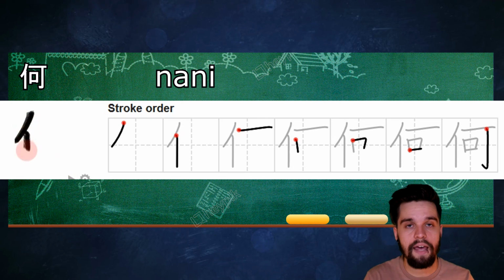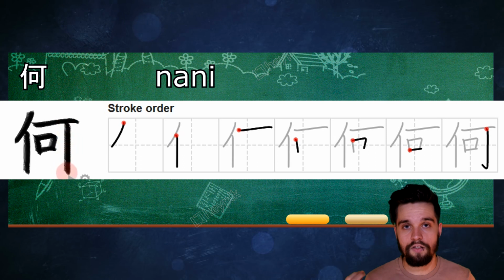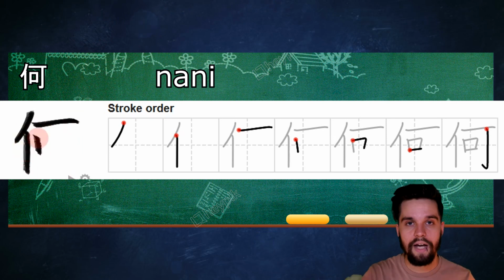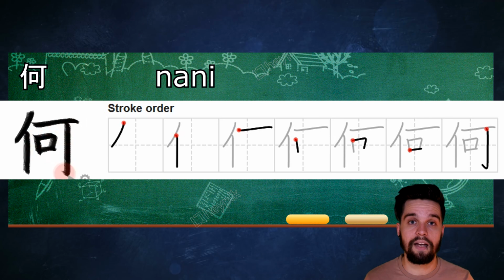Kanji, when handwritten, have a stroke order. Now it can be very important for some kanji to use the right stroke order because many kanji look very similar, so having the right stroke order makes sure that people can read the kanji.